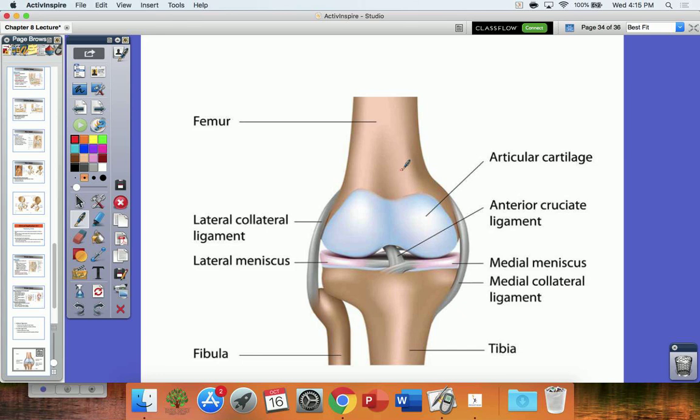It's just another image showing our ACL here, our PCL towards the back side, and our lateral collateral ligament, and our other medial tibial ligament there.